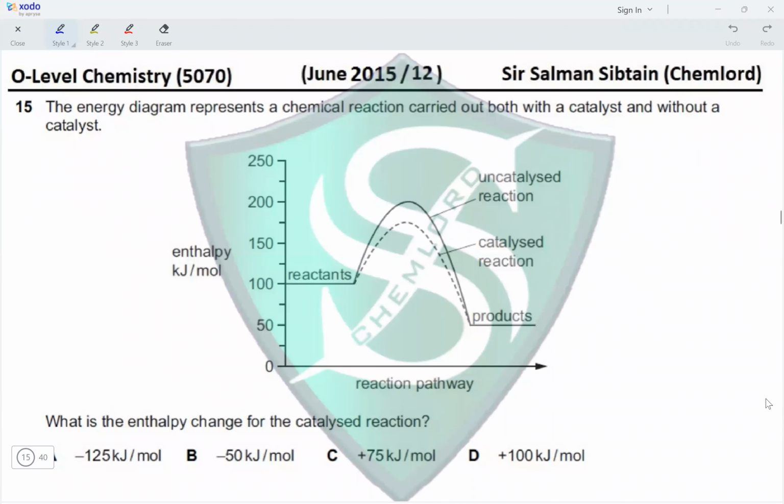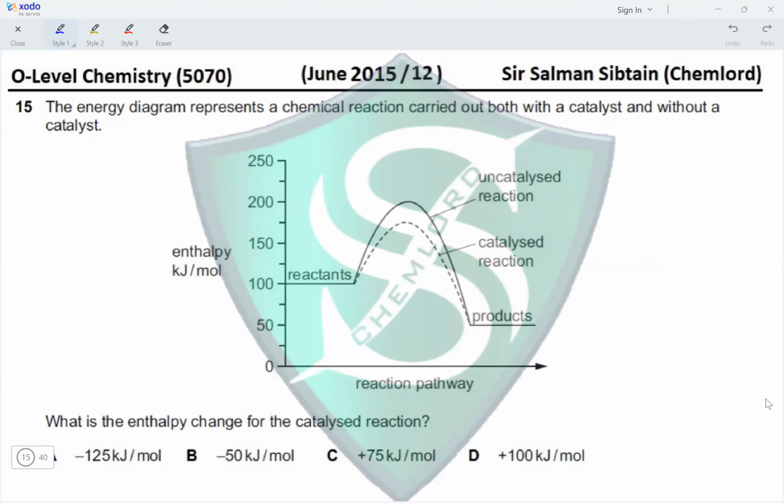Question 15. The energy diagram represents a chemical reaction carried out both with a catalyst and without a catalyst. Okay, this is an exothermic reaction. What is the enthalpy change for the catalyzed reaction? The only difference between the two energy profile diagrams is the activation energy, because a catalyst lowers the requirement of activation energy. A catalyst has nothing to do with the enthalpy change of the reaction.